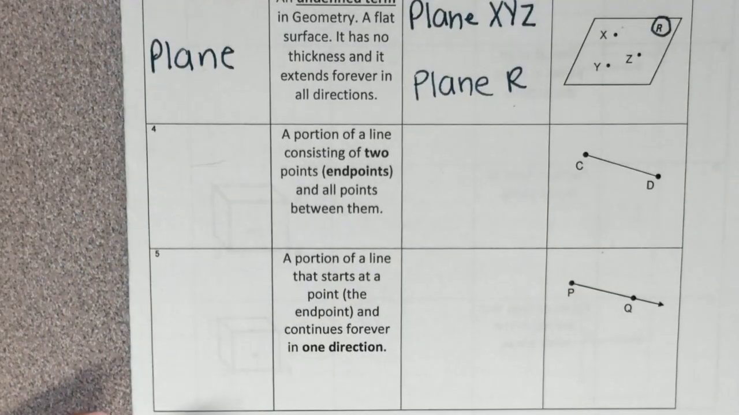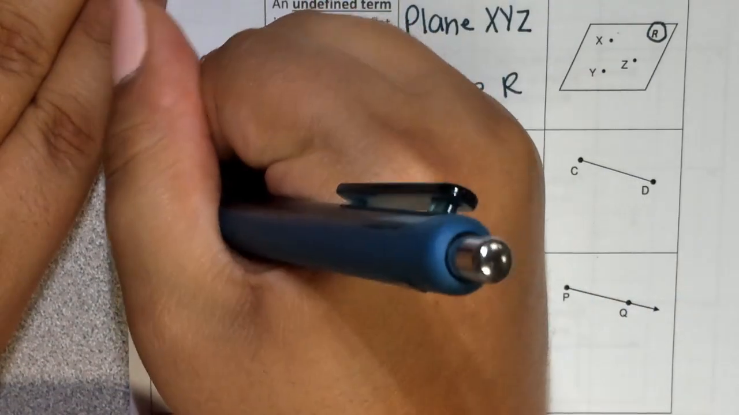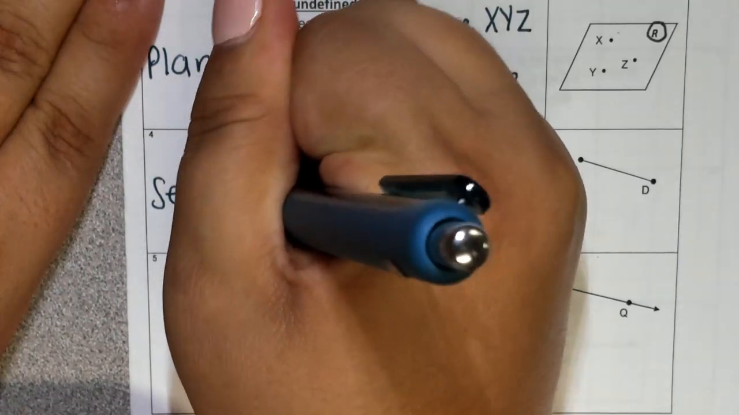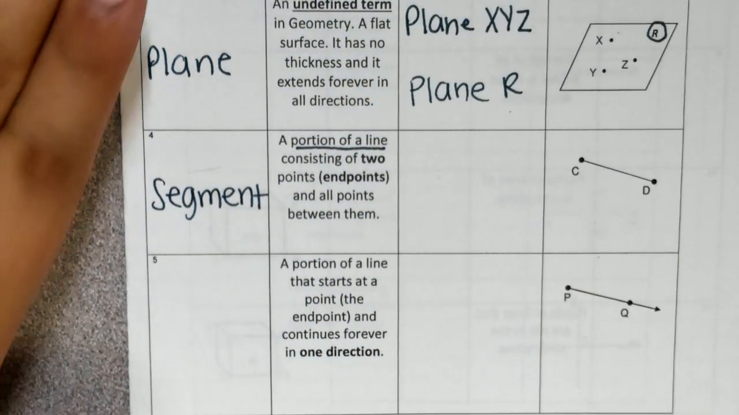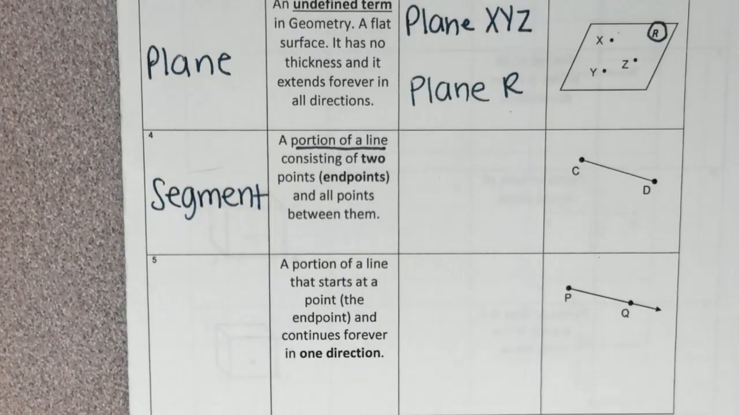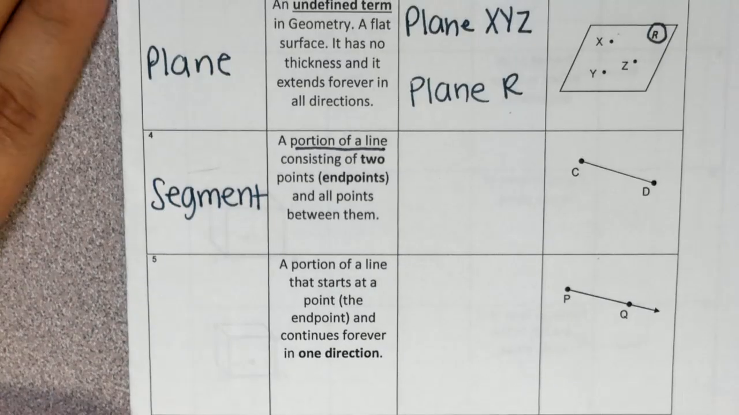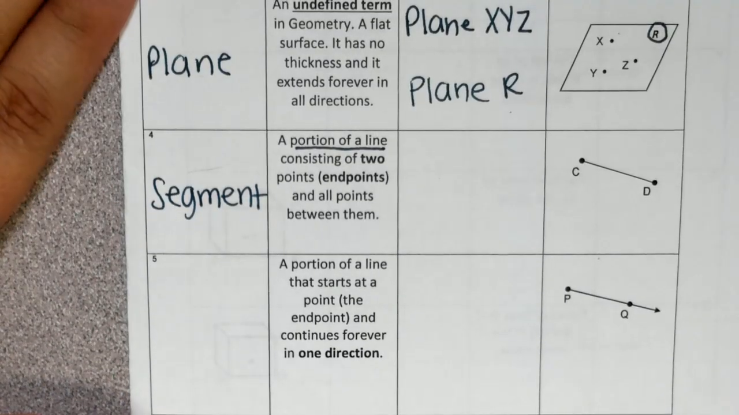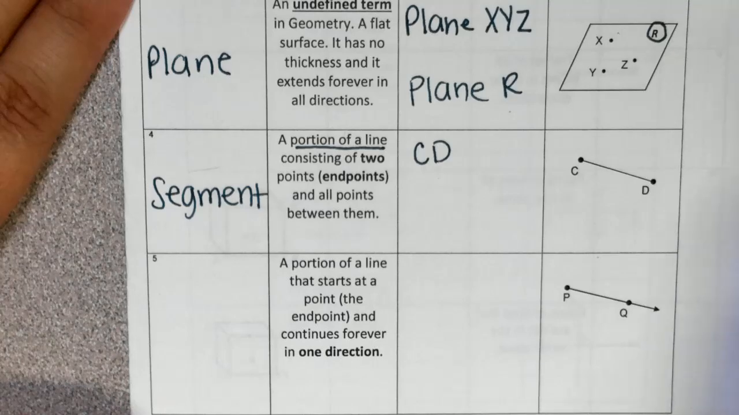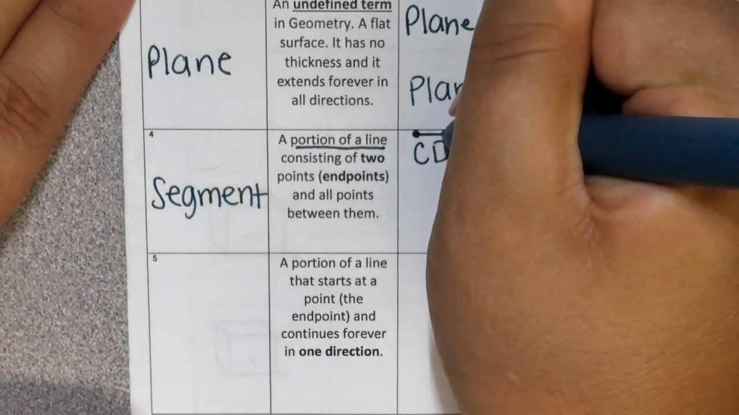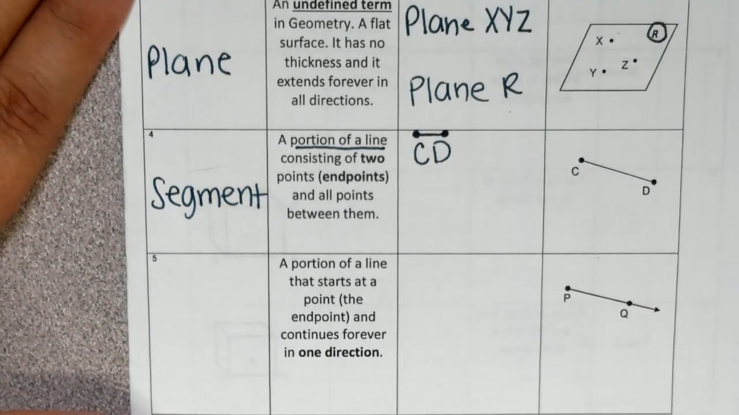What about number 4? What's different about number 4? Kind of looks like a line, but what's wrong with it? It's no arrows. It stops. What's that called? Segment. A segment is a portion of the line. Again, you're writing this down with me. It is a portion of a line and it ends on both sides. It says two endpoints. So for this, what are my two endpoints? C and D. So the notation is going to be C and D like that. Two endpoints. No arrows.